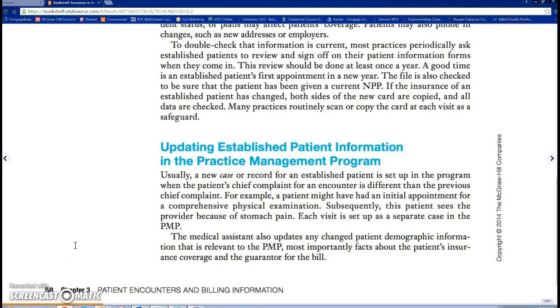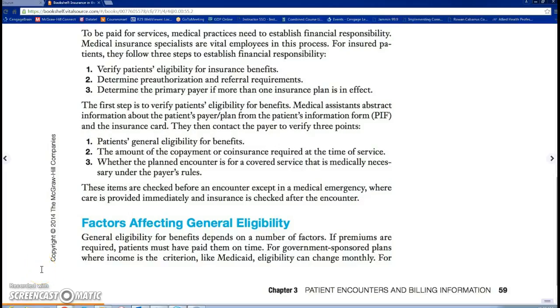You may get a new case record if your chief complaint, or what you're coming in for, is different from the last time you came in, and there may be one record or new case if you have a chronic disease that they keep adding to constantly. They will try to verify your insurance information before you come in, because this makes it possible to establish what your portion of the bill is going to be.